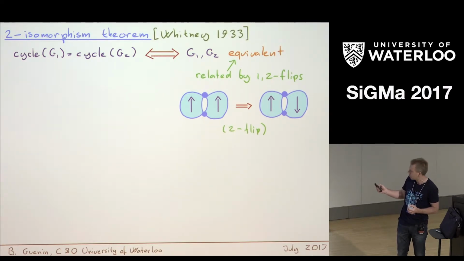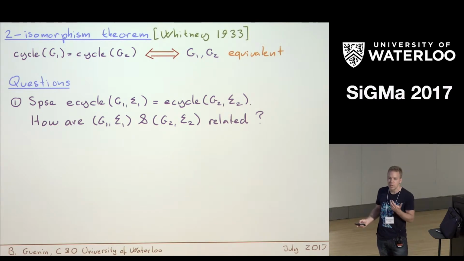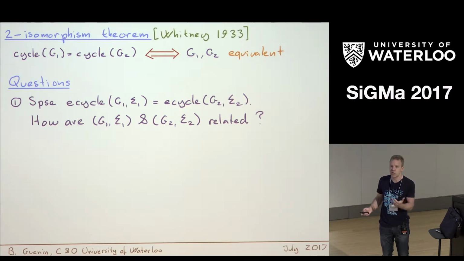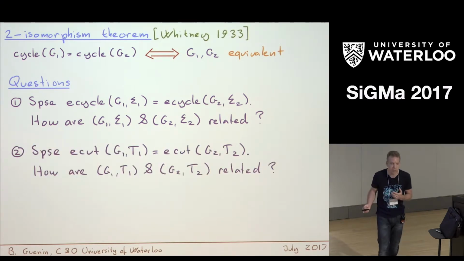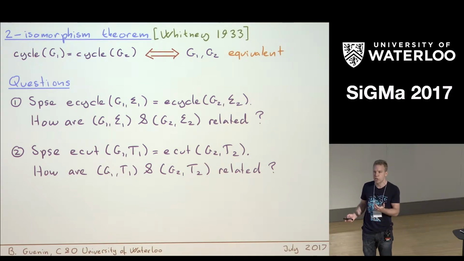So this is a two-flip. So you could ask the same kind of question about signed graphs, right? I give you two signed graphs which have the same even cycles. What is the relationship between those two signed graphs? Or I could ask, well, I give you two graphs which have the same even cuts. What is the relationship between those two graphs?